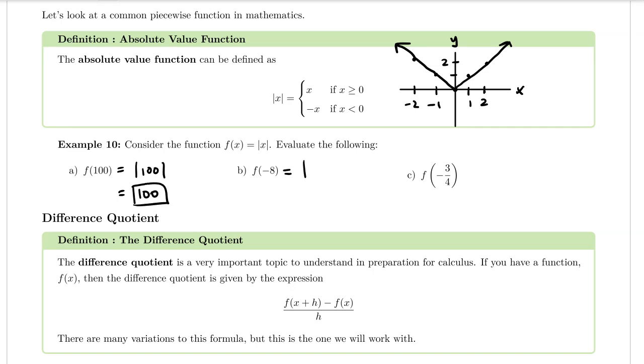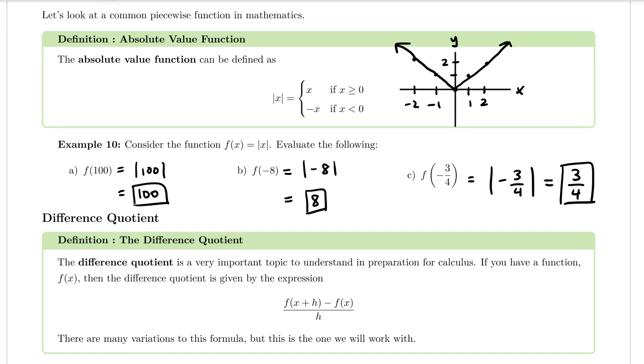If we're evaluating f of negative 8, that would be the absolute value of negative 8, which is, because negative 8 is a negative number, we would multiply negative 8 times negative 1, and that would give us positive 8. Same thing with the absolute value of negative 3/4. That is going to give us a value of positive 3/4.